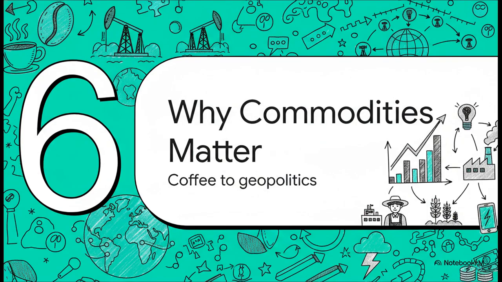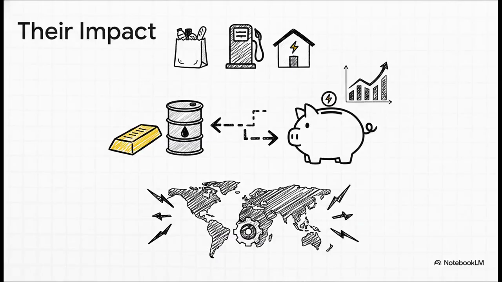Okay, final section. We've defined them, we've categorized them, and we've seen how they evolve. Now for the big one, why should you even care? Well, because whether you realize it or not, commodities affect nearly every single aspect of our lives. In your daily life, commodity prices are the reason the cost of your groceries goes up and down, why you pay what you pay for gas, and why your electricity bill changes.